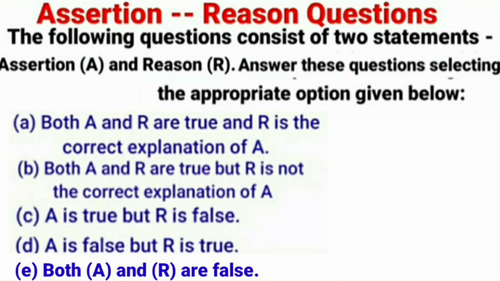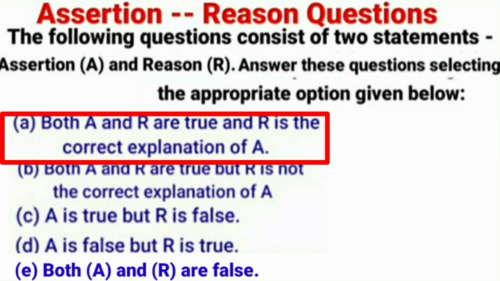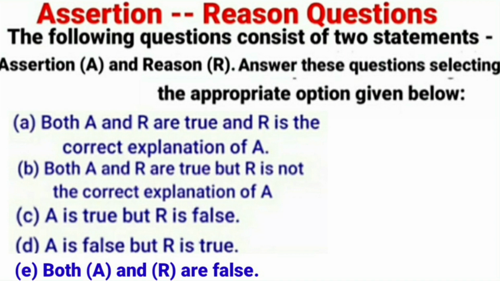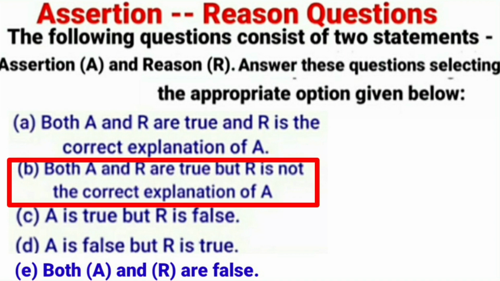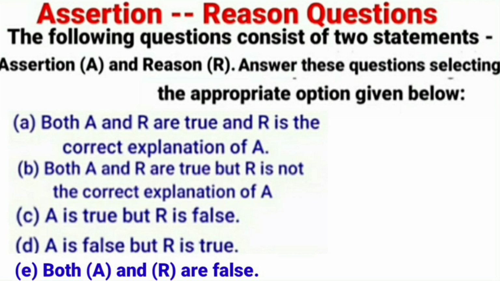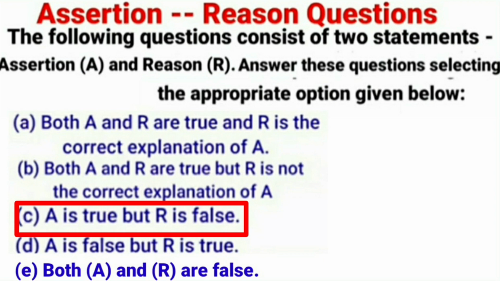The first tip is that you have to find out whether both these statements are true or false. If the assertion and the reason both are true, A and B, one of the options will be your answer. If the reason is the exact explanation of assertion, then option A is the correct answer. If the reason is not the exact explanation of the assertion, then option B is the correct answer. If the assertion is true and reason is false, C is the correct option.